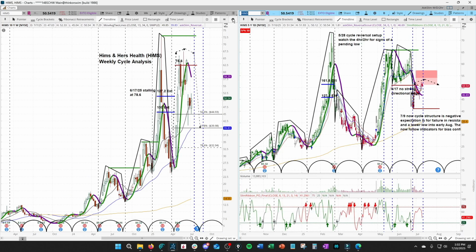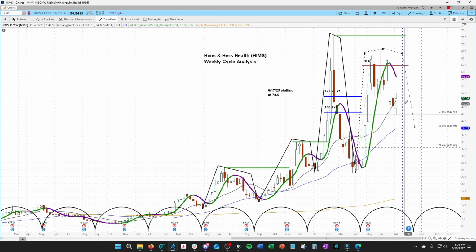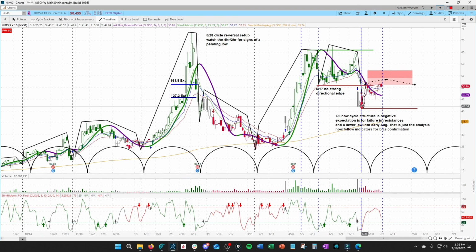Jump over to HIMS. HIMS has a low that's due 7/21 to 9/1. This is still looking like an unfilled gap and a bear flag for one more test down. This was actually one of the leaders off the low that unfortunately failed, but you can see where it failed. It failed right around that 78.6. Short term, 6/25 to 7/10 is when that low is due. Now that we have seen a failure and a lower low, right?